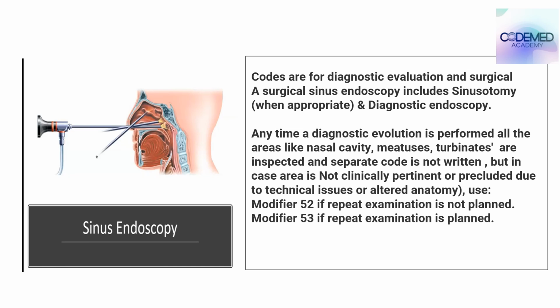Now anytime the diagnostic evaluation is performed, all the areas like nasal cavity, meatus, turbinates are inspected and a separate code is not written. But in case the area is not clinically pertinent or precluded due to a technical issue or altered anatomy, then we use the modifier 52 if the repeat examination is not planned, and modifier 53 if the repeat examination is planned. So these are very important guidelines.